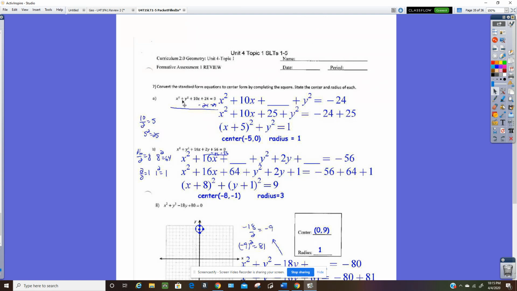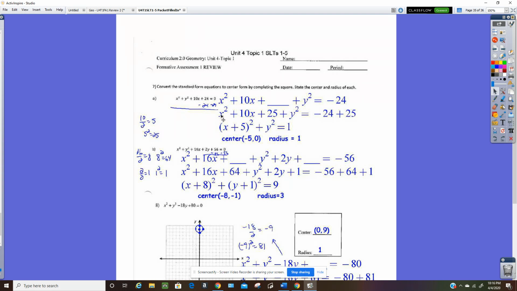So x squared, and then you get the x's together, plus 10x, and then plus something that goes in here, and then y squared. Since there's not a y term, you can just leave it like that, and then subtract 24 from both sides of the equation, you get -24. And then to complete the square here, you do 10 divided by 2, which is 5, and then 5 squared is 25. So since I added 25 on the left, I need to add 25 on the right.